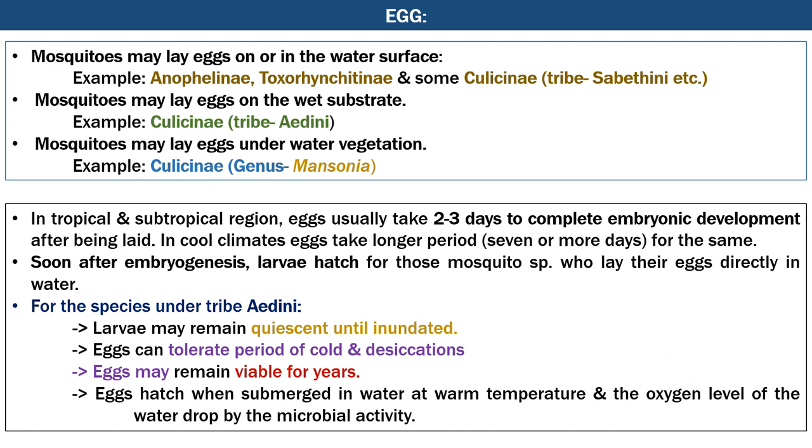But for the species under tribe Aedini, larvae may remain quiescent until inundated. In those cases, eggs can tolerate periods of cold and desiccation and may remain viable for years. Eggs hatch when submerged in water at warm temperature and the oxygen level of the water is dropped by the microbial activity.